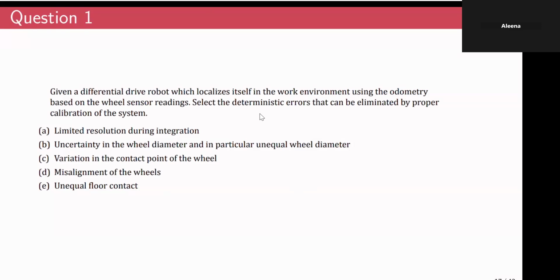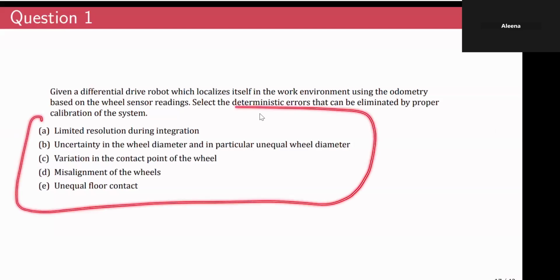So the first question is, given a differential drive robot which localizes itself in the environment using odometry based on wheel sensor readings, select the deterministic errors that can be eliminated by proper calibration of the system. Deterministic errors can be eliminated by proper calibration, or we can accommodate them into our model so that we can offset for these sorts of errors. So which of these are deterministic errors?